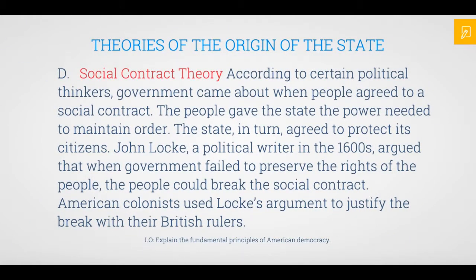Social contract theory. According to certain political thinkers, government came about when people agreed to a social contract. The people gave the state the power needed to maintain order. The state, in turn, agreed to protect its citizens. John Locke, a political writer in the 1600s, argued that when the government failed to preserve the rights of the people, they could break the social contract. American colonists used Locke's argument to justify the break with their British rulers.